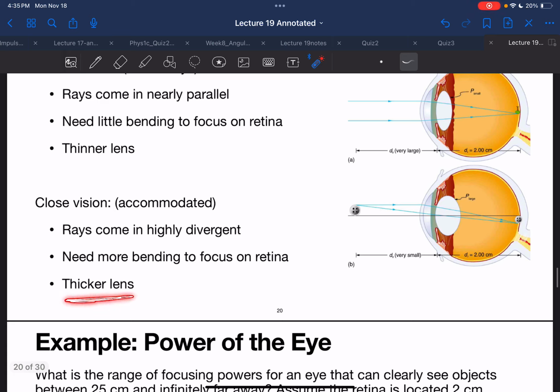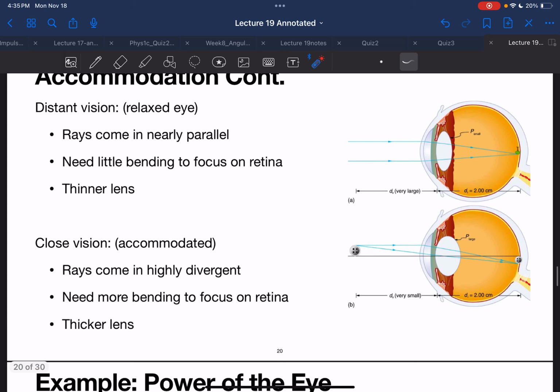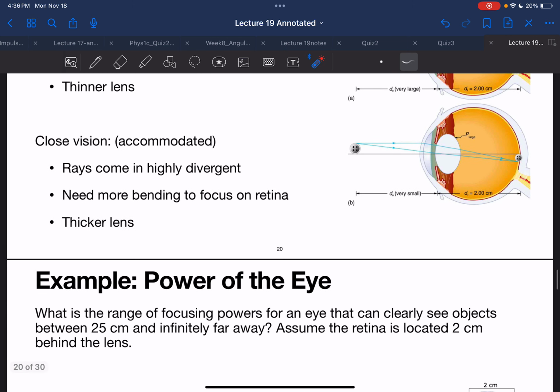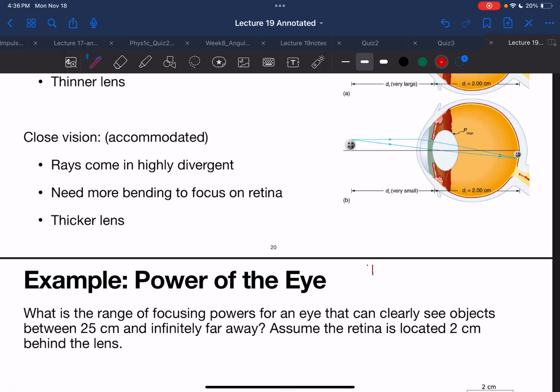Essentially that's the equivalent of a thicker lens. So when your eyes are accommodating, the lens is in a thicker position, whereas when it's relaxed, it's in a thinner position. So let's go ahead and calculate the power of the eye. And by power, we're just asking for it in units of diopters.